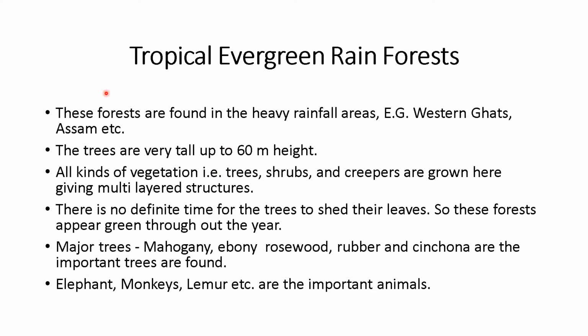Now coming on to the characteristics or features of the tropical evergreen rainforest. These forests are found in the areas which receive very heavy rainfall and are hot and wet throughout the year: Eastern Ghats, Western Ghats and Assam. The trees here are very tall, rising up to a height of 60 meters. All kinds of vegetation is found here, tall trees, shrubs, creepers, ferns, which give it a multi-layered structure.